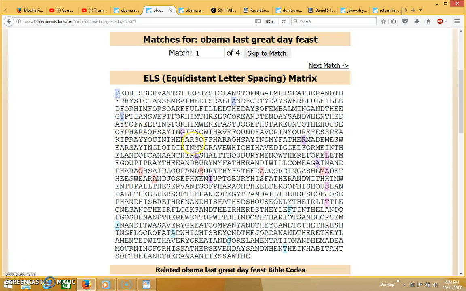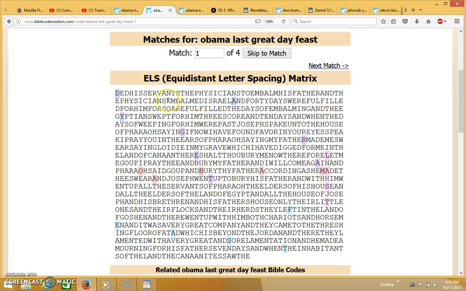speak, I pray you, in the ears of Pharaoh, saying, my father made me swear, saying, Lo, I die in my grave, which I have digged for me in the land of Canaan. There shalt thou bury me now. Therefore let me go up, I pray thee, and bury my father, and I will come again. And Pharaoh said, Go up and bury thy father, according as he made thee swear.